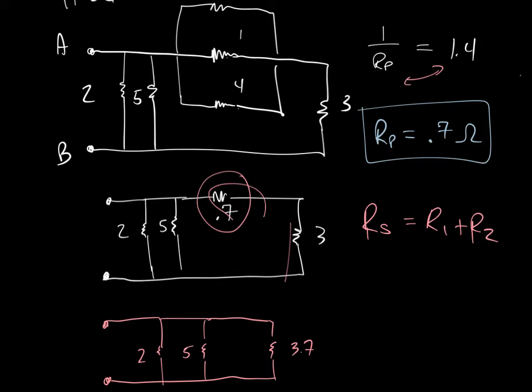Well, to me, it looks like right now, these two are in series. So I've got 0.7 over here. I've got a 3 over here. I'm going to put them in for R1 and R2. 3 plus 0.7 is simply 3.7.